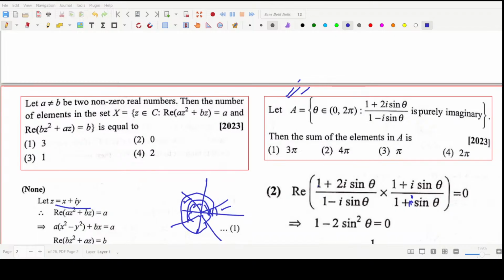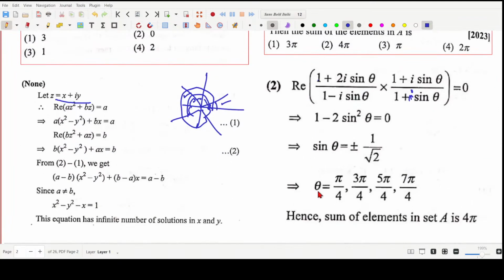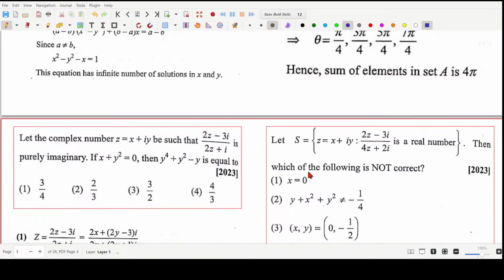Sir, I got the answer. Got it now? Yes, sir. Shreyas, you also got it? Yes, sir. Okay, good.